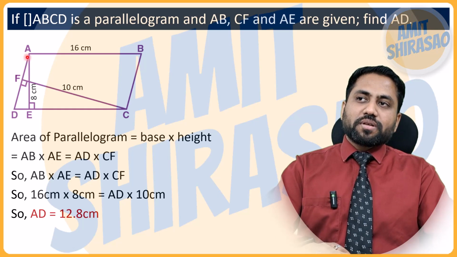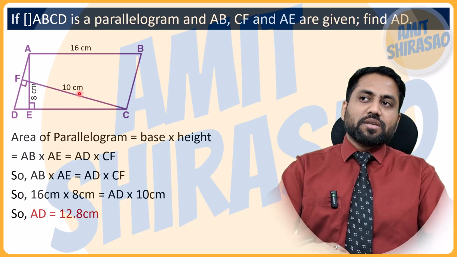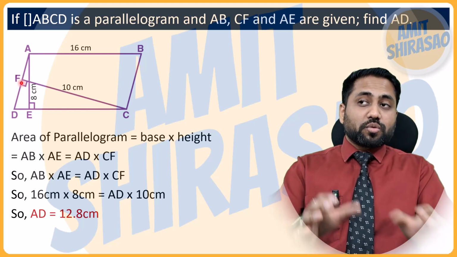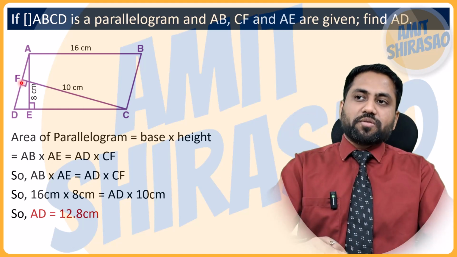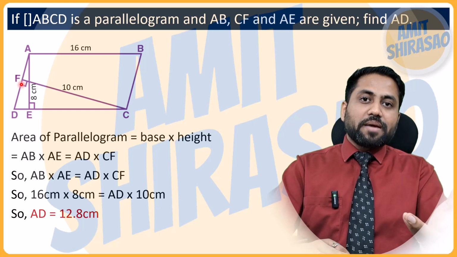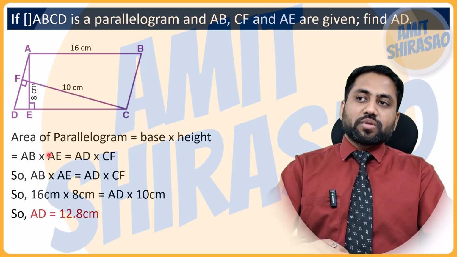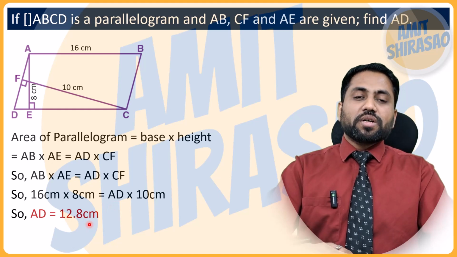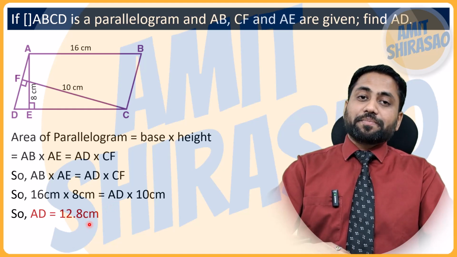The area of the parallelogram can also be found using this height, right? So here the base is what? AD, and the height is this. You're just looking at the parallelogram from a different perspective, right? So I can say half of this base into this height, or half of this base into this height. It's the same, right? So they should be equal, and if you put in all the values, you get that AD is equal to 12.8 centimeters.